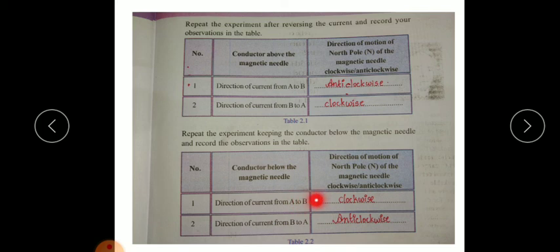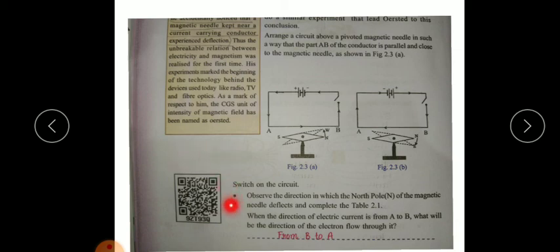While doing that we can see that when the current flows from A to B, the direction of this magnetic needle is clockwise, and whenever the current flows from B to A, the direction of the magnetic needle is anti-clockwise. You can watch this experiment by scanning this QR code.